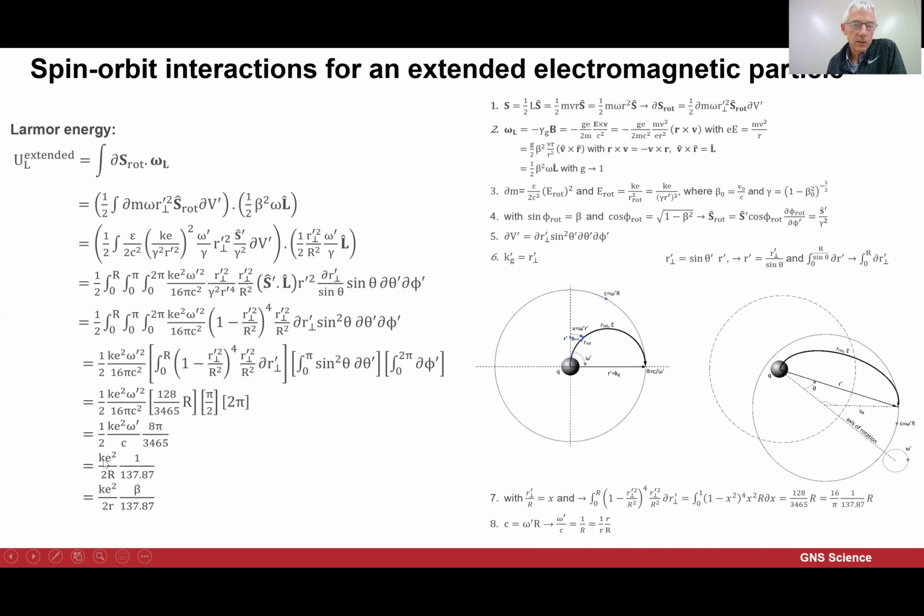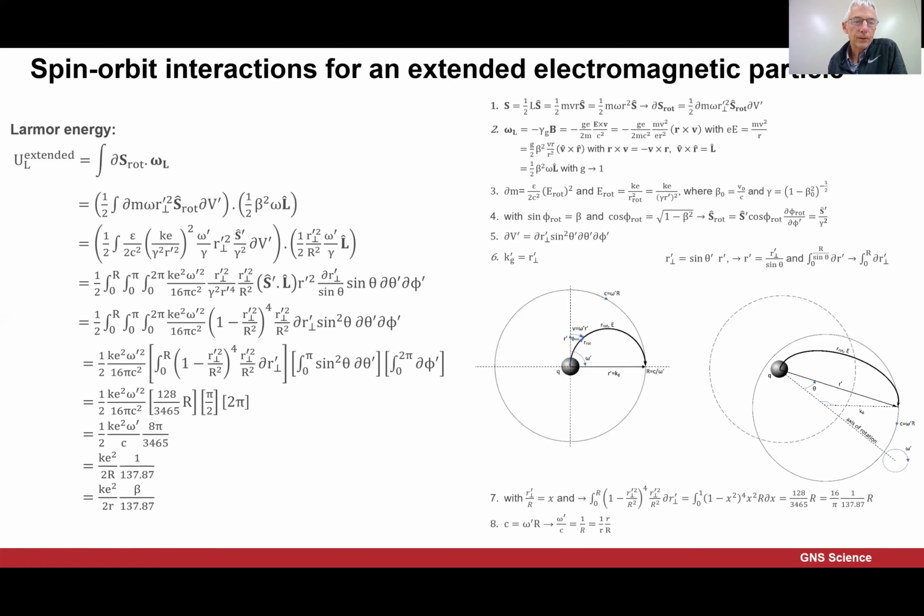I'm changing it to this form here. So we end up with k e squared over 2r times beta over 137.87. And this is the expression that I derived in the paper.